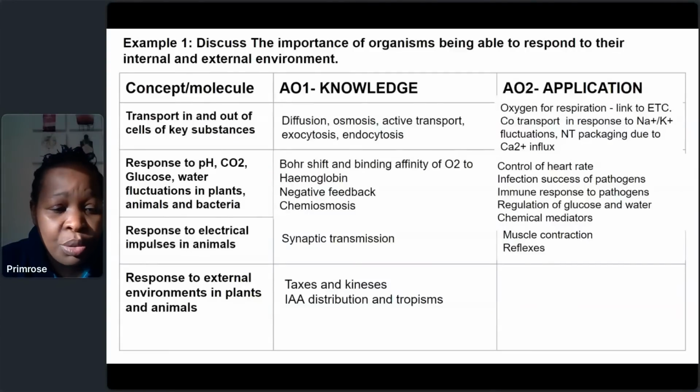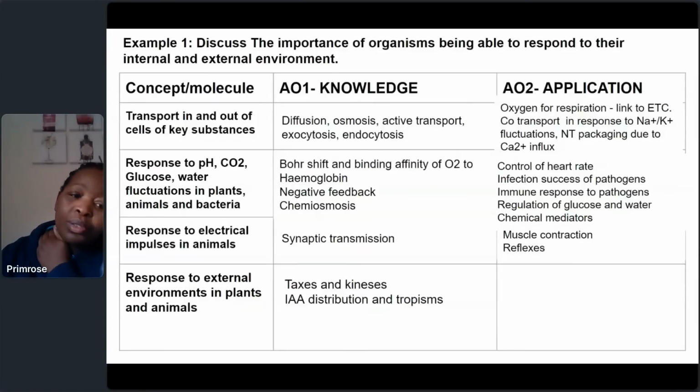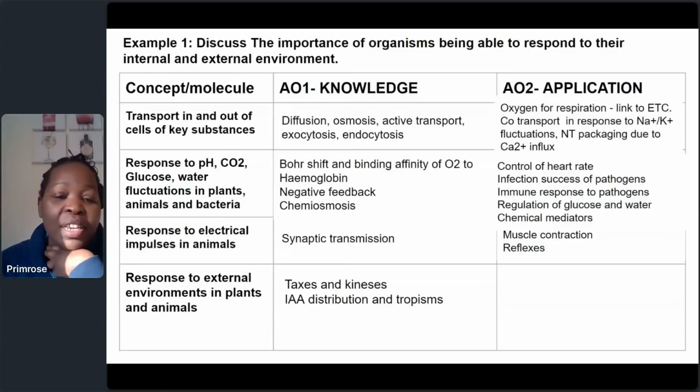And then animals, it could be a defense mechanism. You do a required practical on taxis and kinesis, and you would do one using maggots or mealworms, and you look at the movements they make in response to a stimuli. Why is it important? Why do certain animals go in the shade and others don't?